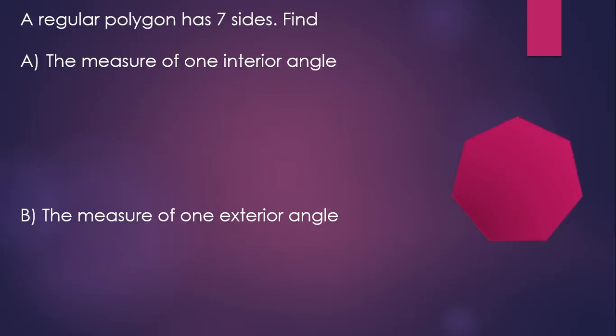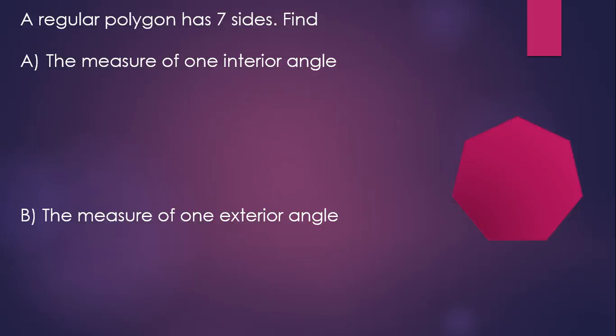One of the properties it has is rotational symmetry. Since it's a 7-sided regular polygon, it has 7-fold rotational symmetry. Another property that this polygon has, because it's regular, is that all of the sides are congruent. But the property that's going to be the most helpful here is that all the angles are congruent.